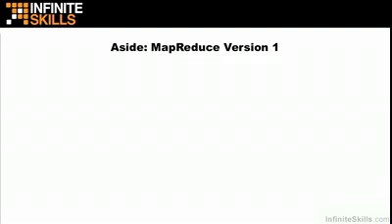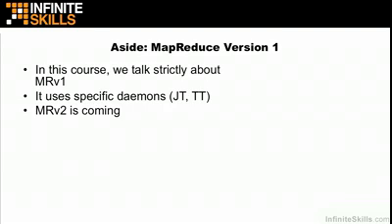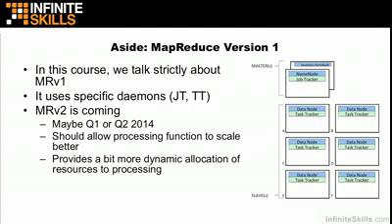As a quick aside, let's talk about the different versions of MapReduce. There's also a MapReduce version 2, but it's not ready for prime time yet. In this course, we're going to talk specifically about MapReduce version 1. It uses its own daemons, the job tracker and the task tracker. MapReduce version 2 is coming for general release, and I think it'll probably be out in Q1 or Q2 of 2014. It should allow for processing to scale better. It also provides a bit more dynamic allocation of resources for processing. Again, because MapReduce version 1 is the only stable release available, we won't discuss MapReduce version 2 in this course unless otherwise noted.